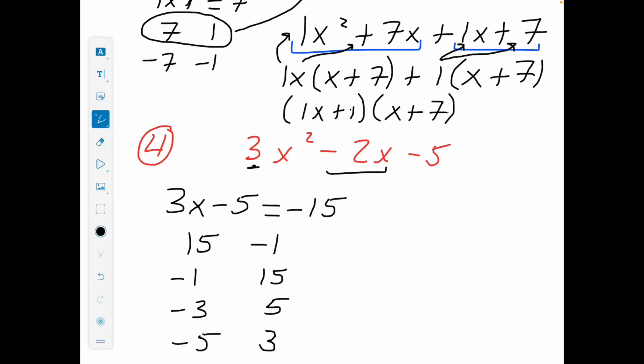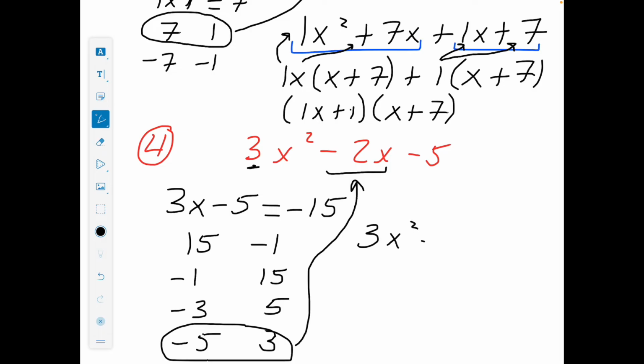Okay, now I need to look at these because I need to pick out a pair that will give me minus 2x. Okay, 15 minus 1 won't work. Minus 1 plus 15 won't work. Minus 3 plus 5 will give me 2x. I don't want 2x, I want minus 2x. But minus 5 plus 3, okay, will give me the minus 2x. So that's going to be the pair I'm going to choose.